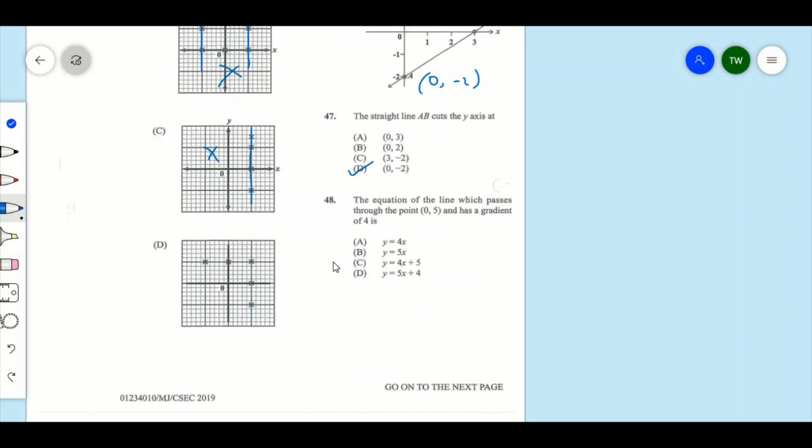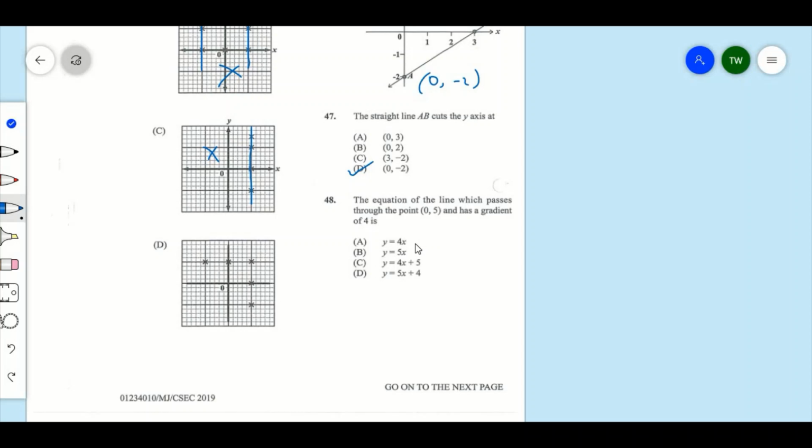Item 48. The equation of the line which passes through the point (0, 5) and has a gradient of 4 is... Now, one way we can do this question is by elimination, right? For the first option, y is equal to 4x. Yes, the gradient is 4, right?